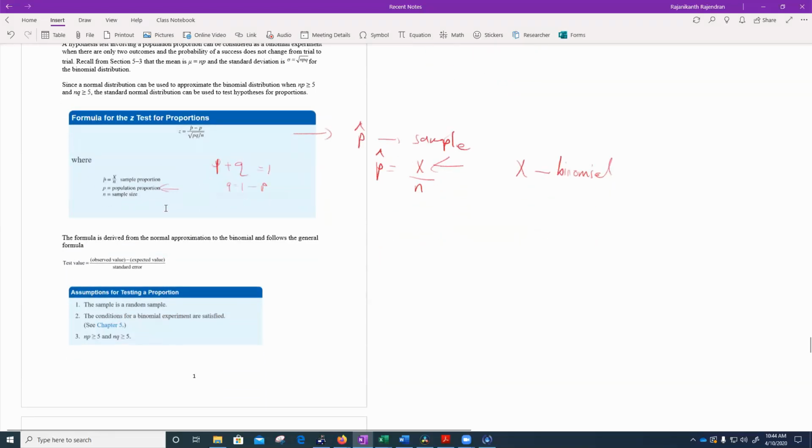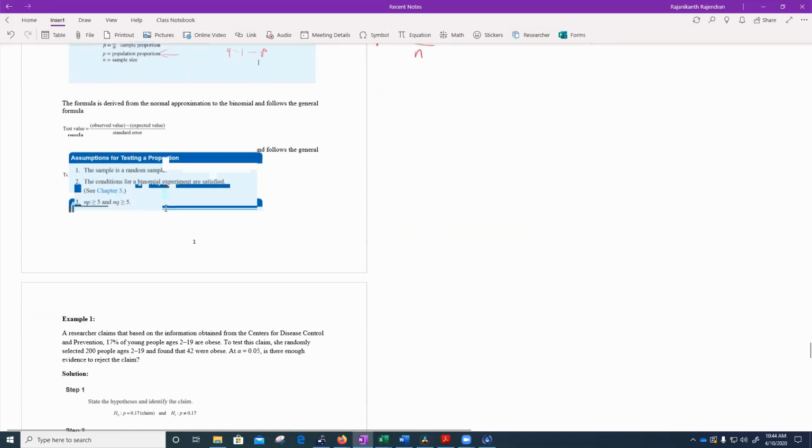But here we have different assumptions. What kind of assumptions do we have for testing a proportion? The sample is a random sample. The conditions for a binomial experiment, as covered in chapter 5, are satisfied. And n times p should be bigger than 5 and n times q also bigger than 5. So you have to check whether these three conditions are satisfied before testing your hypothesis for the proportion.